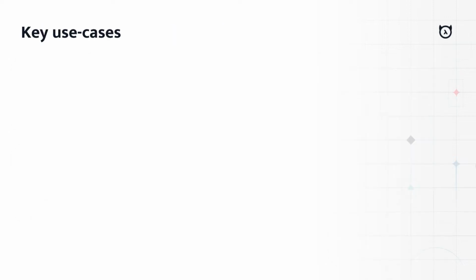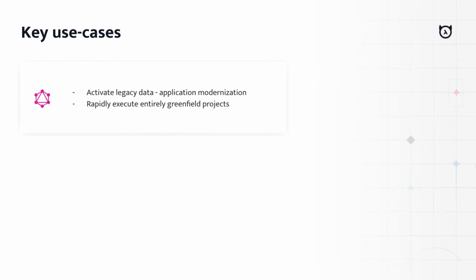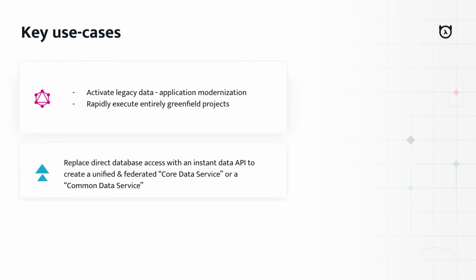Now let's look at the key use cases for Hasura. Hasura works really well with existing databases, thereby enabling modernization of legacy data. And for new databases, it helps in rapid development of greenfield projects. Hasura can be used to replace direct DB access from client using the GraphQL API and creating a unified and a federated experience from the client-side app.